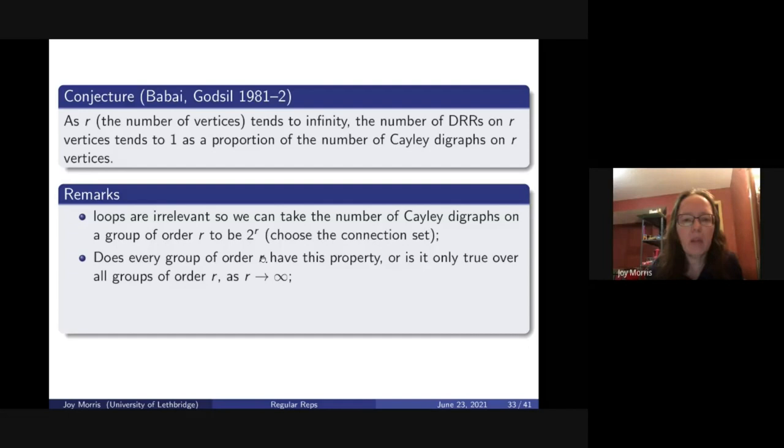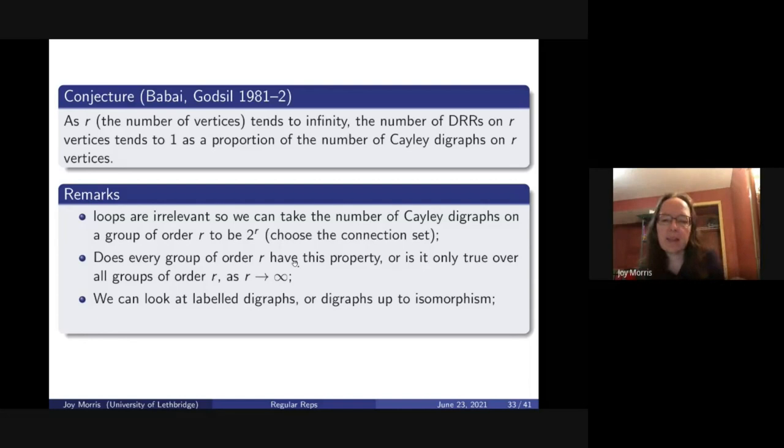And another question you can ask from the way this is phrased is, is it true that for any group of order R, almost every, in some sense, Cayley digraph is a DRR? Or is it only sort of true over all groups of order R as R tends to infinity? Of course, it doesn't really make sense to talk about almost every if we have a finite collection, but still there are ways to think about this problem in which that does make sense. And also we can look at labeled Cayley digraphs, if we maintain that we need a particular labeling, or we can look at digraphs up to isomorphism.